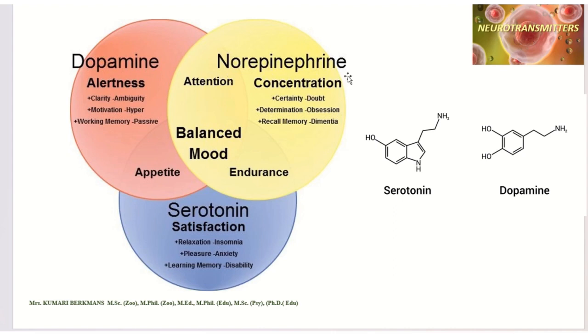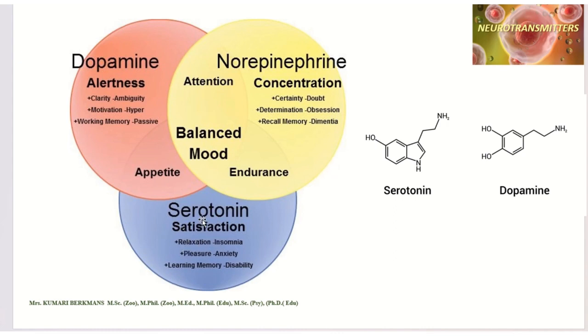Coming to norepinephrine. If it is secreted in a normal amount, the person has good certainty, determination, and recall memory is also very, very good. Otherwise, if it is very less, he is always doubtful, with obsession and dementia. That person possesses all these things.